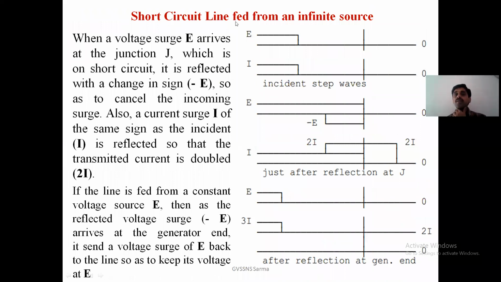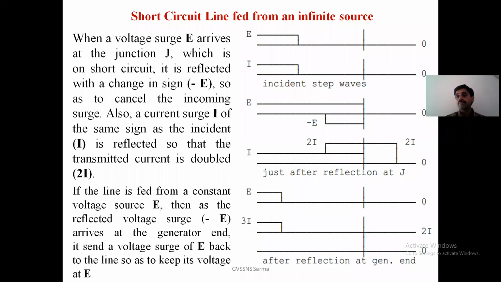Let us take the short circuit line fed from an infinite source. Here 2 points you have to remember: infinite source or finite source. Finite source means generator, infinite source means supply lighting. When a voltage surge E arrives at the junction J, which is short circuited, it is reflected with a change in sign, minus E. You see, in the previous case of the open circuit, when E is incident, the same E will reflect back, so that E plus E, 2E, will be at the transmission side.